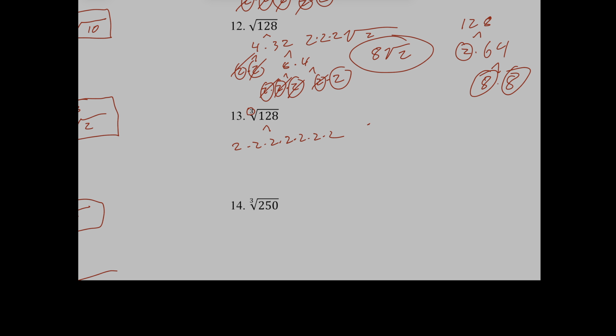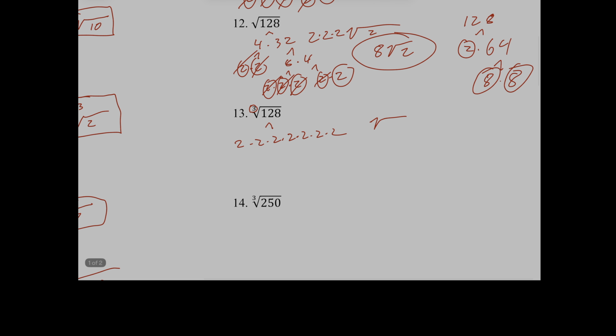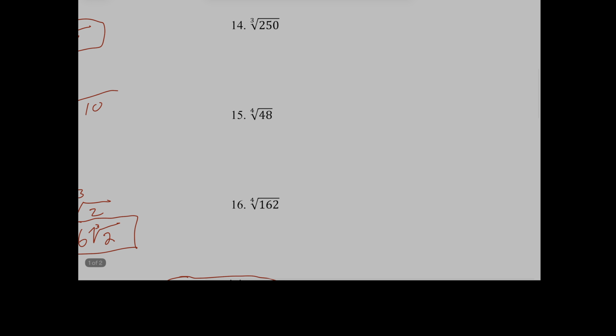Now, the difference between this and the one before is I want to take cubed roots out, okay? So I have to find 3 of a kind. 1, 2, 3. That will pull out a 2. 1, 2, 3. That will pull out another 2. And that 2 is left over. So this is 4. Sorry, that's a 3 there. Cubed root of 2.